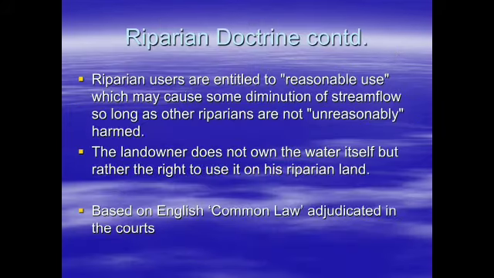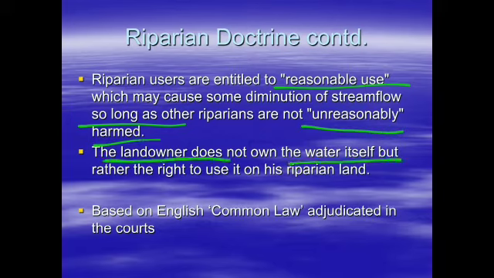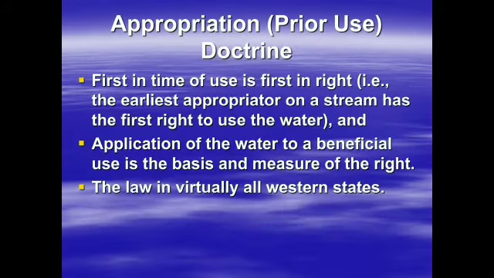priority. The riparian doctrine limits uses to reasonable use, so other riparians are not unreasonably harmed. These landowners do not own the water but rather hold a right tied to the riparian land. Based on English common law, it is adjudicated in the courts.